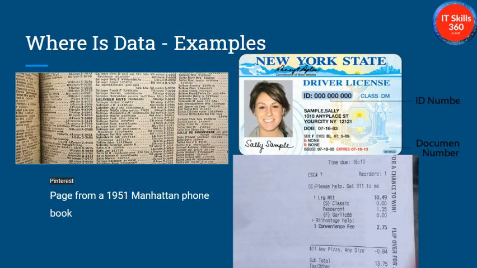Just as an example, here is a simple 1951 Manhattan phone book that also contains data: the name is there, address is there, phone number is there. Even today we have a driver's license, for example, which has driver's number, name, address, date of birth, gender, expiration date, issue date, things like that. Even on your store visit, you purchase something, you get a receipt and it has the date and a store number. It will have the item you purchased, the quantity, the rate, the total amount, tax amount. All of these things make up data.